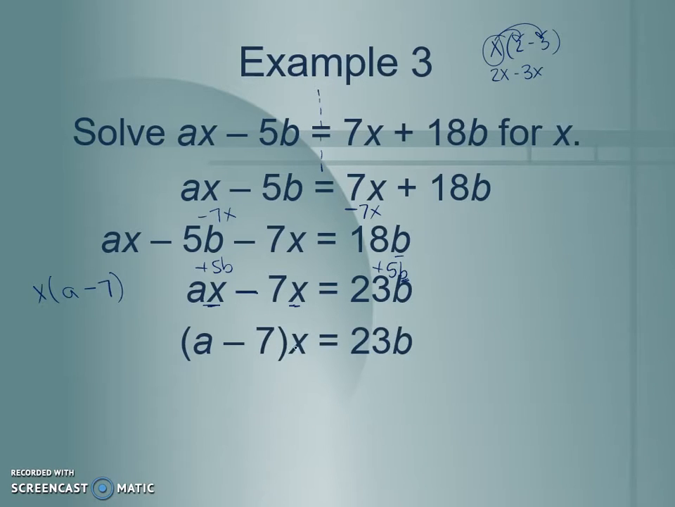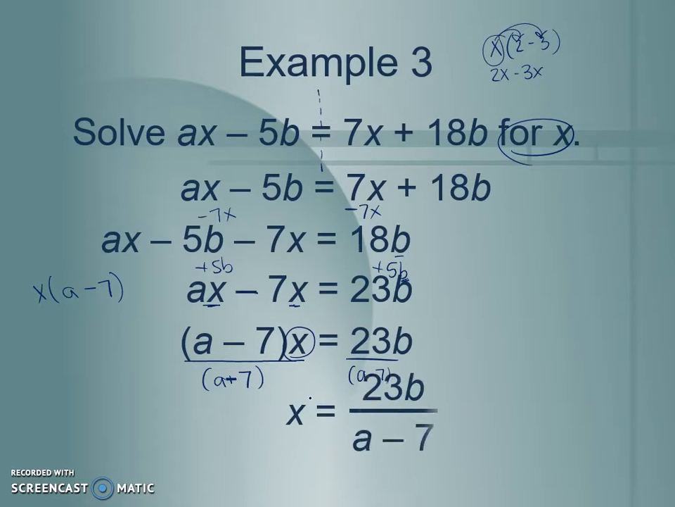And I can say that the quantity a minus 7 times x is equal to 23b. Then we're still trying to get x all by itself. Remember, that's our goal. We're solving for x. So the last thing I'm doing, well, if I have the quantity of a minus 7 times x, I can divide by that quantity of a minus 7. Oops, that's a minus sign. And that's going to get x all by itself for me. So now I'm going to say divided by a minus 7. So I have x equals 23b divided by a minus 7. And that's how I get x all by itself.